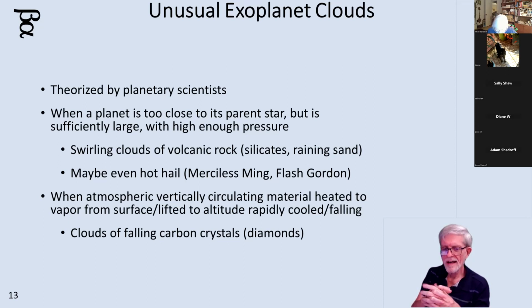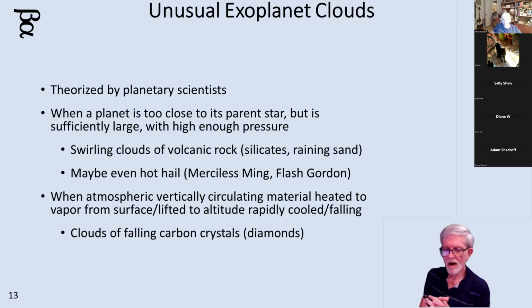If you remember the old Flash Gordon movie, the merciless Ming, the emperor, had a button on his evil device that he attacked the Earth with, and there was a button called hot hail. Some of the science folks probably knew what that was, but it looked like little volcano chunks of hot rock. But yeah, theoretically, you can have hot hail.